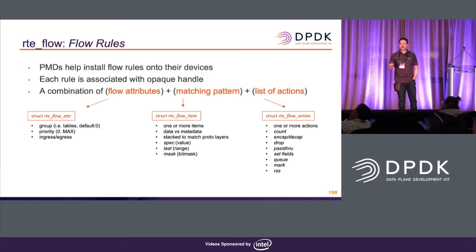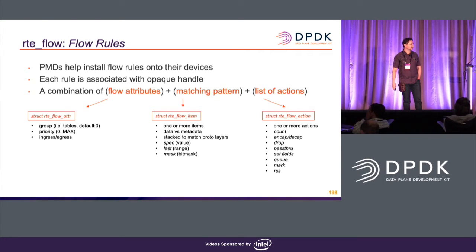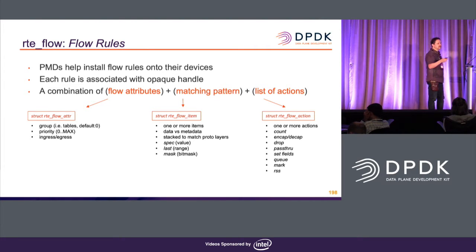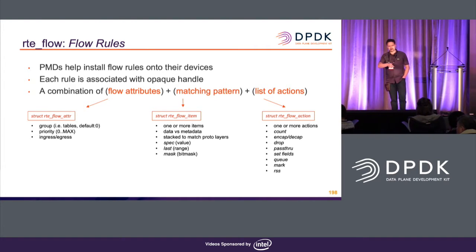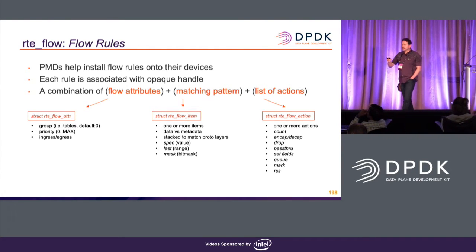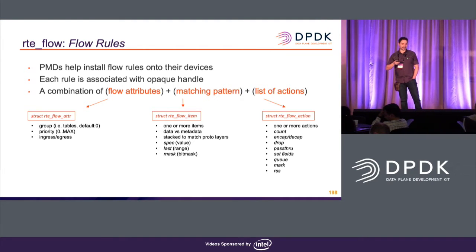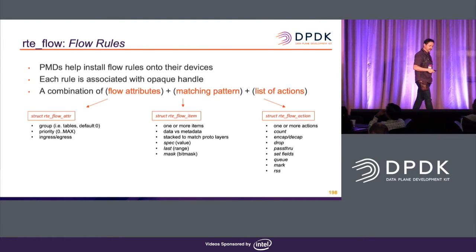And then if you don't do anything, things will be going into a default table, table 0 or group 0. So if you're trying to jump tables like you've seen in the earlier talk, you would probably be grouping them into different numbers and then jumping along them. You could also specify whether this particular flow rule should be applied for those packets coming into the NIC or the ones that you're trying to transmit out of the NIC.